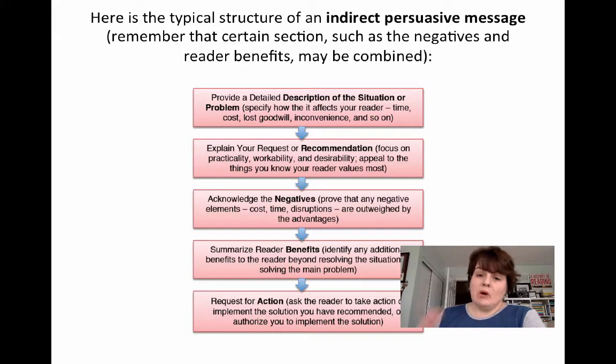So as opposed to a front-loaded or a direct approach message, you'll notice that we don't say right away what the main idea is, what the request is, right? Because we know we have to build our case a little bit. So we start the first part of a persuasive message with a detailed description of the situation or the problem that you're facing. And this is where you want to be clear to the reader how that problem is relevant to them. How does it affect them?